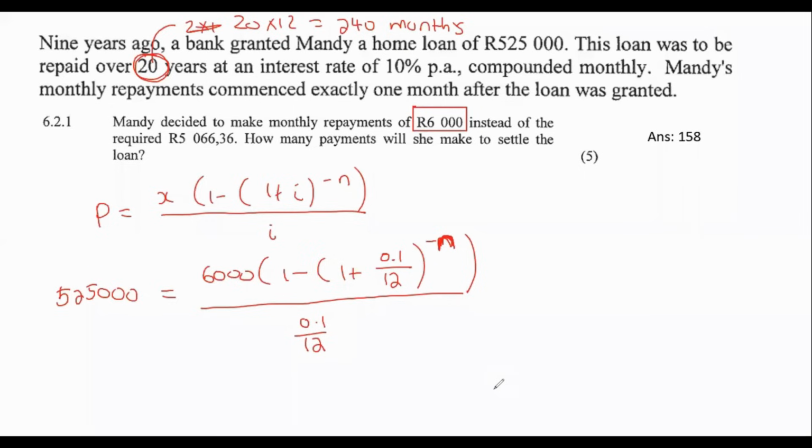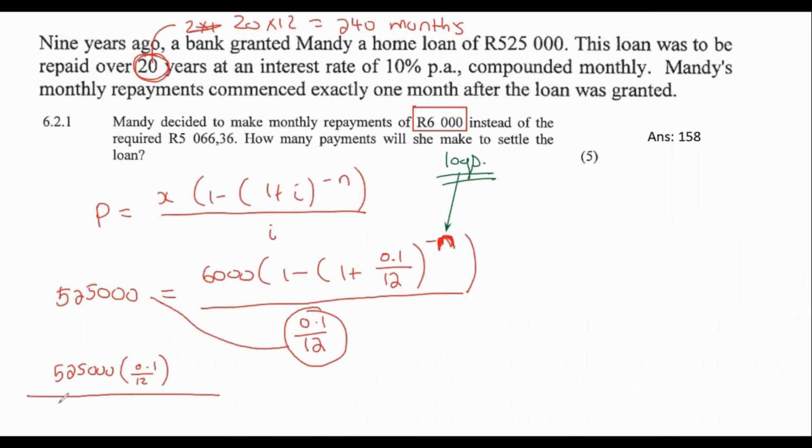Aha. Now you should know that whenever we end up with an exponent as the unknown, we're going to have to use logs. Sorry to tell you guys this, but we're going to have to use logs, okay? So what I would do next, now you can solve this in multiple different ways, but what I would personally do next is I would multiply this part up there, and then I would divide by 6,000. And so what we would get after doing those steps is the following. 525,000 multiplied by 0.1 over 12 divided by 6,000 equals 1 minus 1 plus 0.1 over 12 to the minus n.